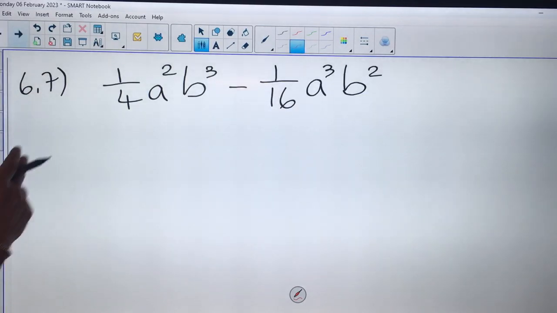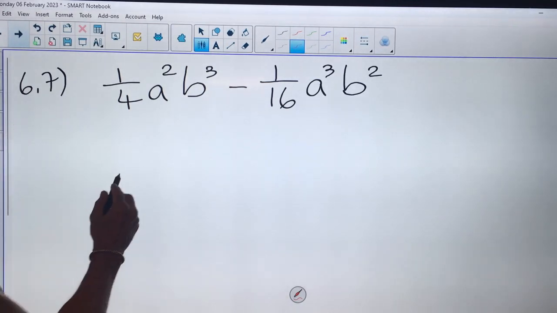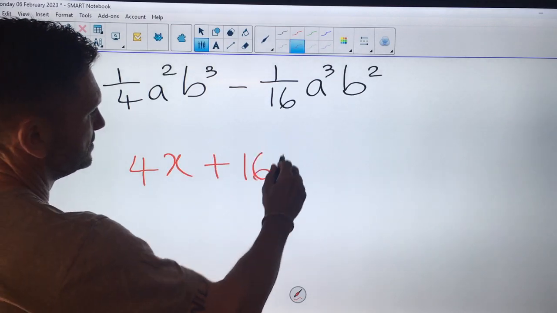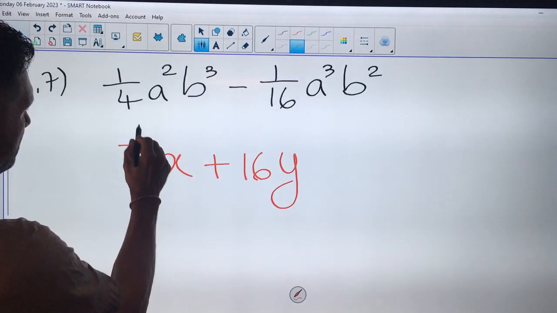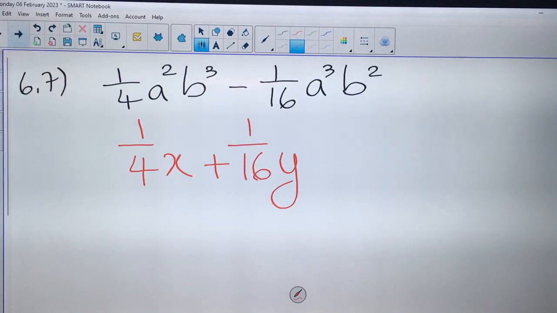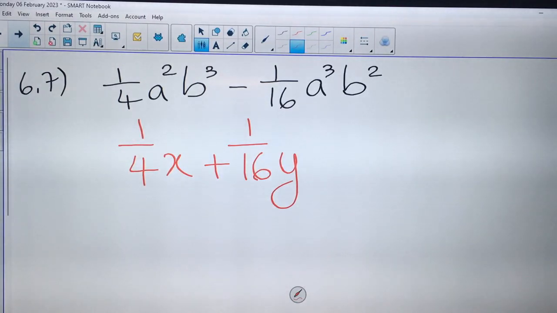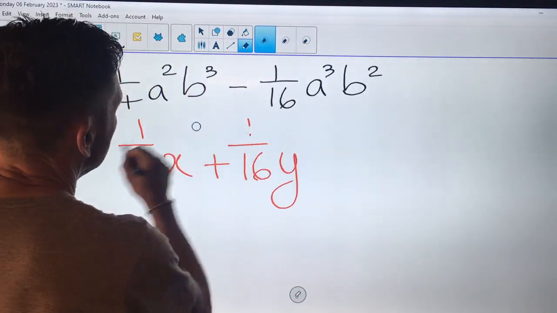This one is tricky because it deals with fractions. So let's say, for argument's sake, this was 4x plus 16y. What would be the highest common factor? 4. So if I have a quarter and a 16th, then my highest common factor is still a quarter. So you just look at the regular numbers and then make it up from there.